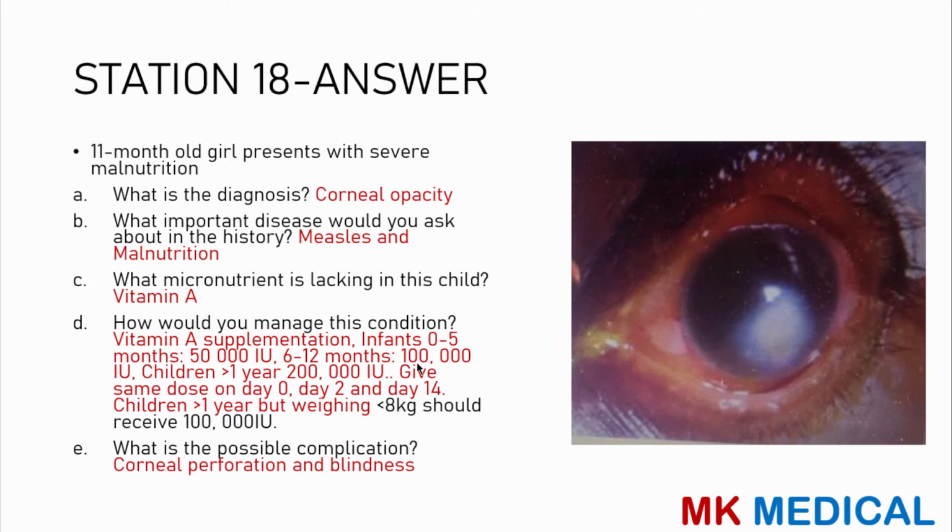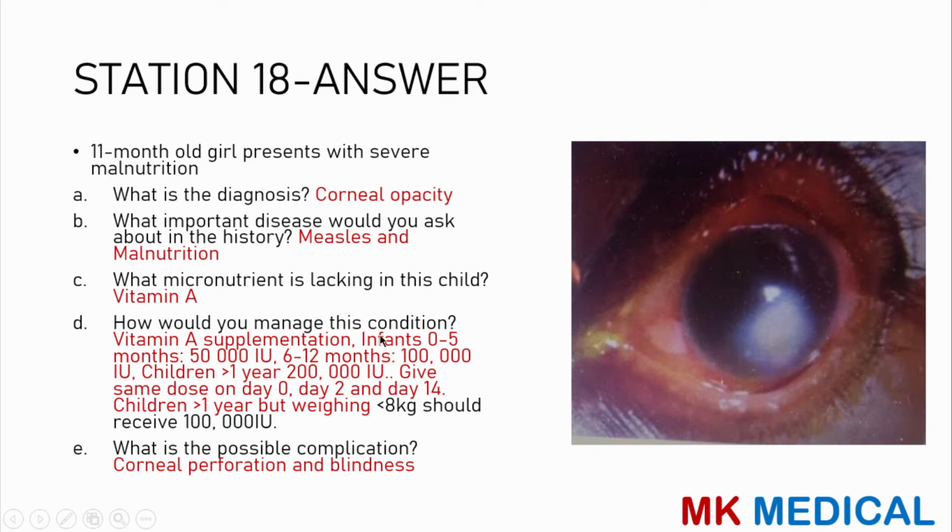So obviously this is a corneal opacity that's there. This looks like a Bitot spot. And obviously the disease that you'd look for is measles. They've already given you malnutrition, so you do not have to repeat this. So just state measles. And then what micronutrient is lacking? So that's vitamin A. And how would you manage this condition? So you give vitamin A supplementation.